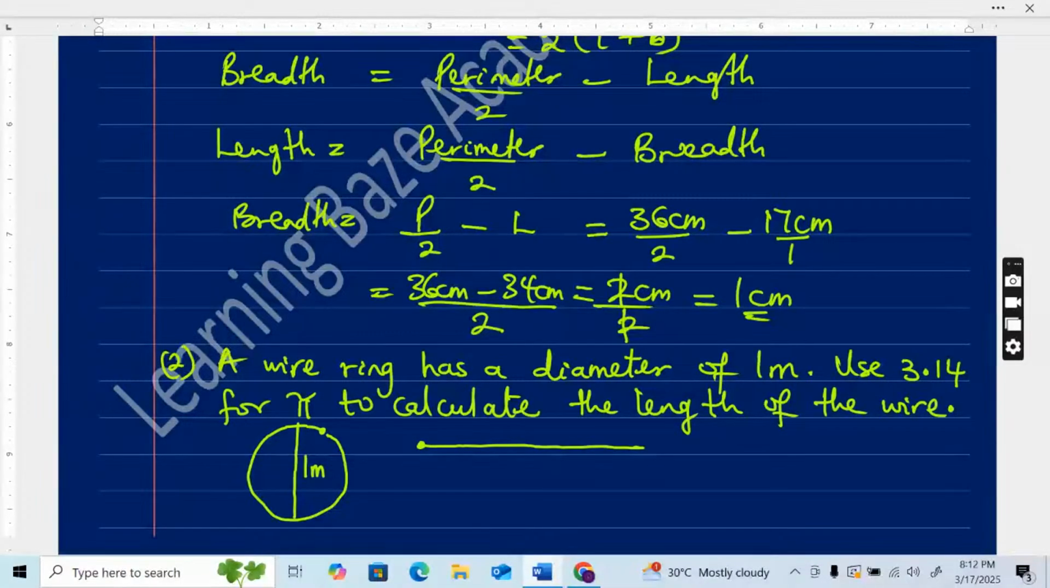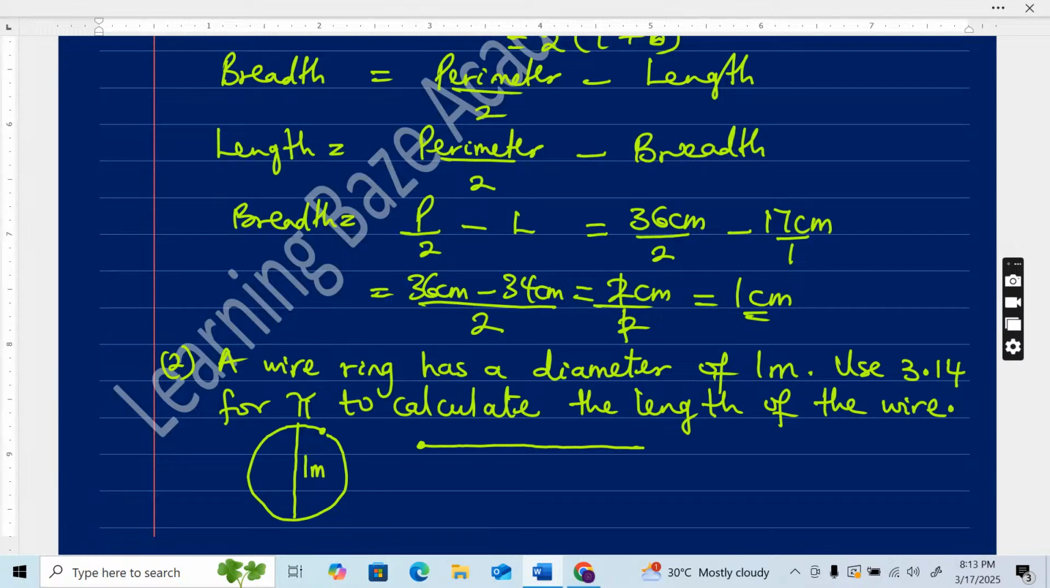All right. Now, okay, so that's the length of the wire.